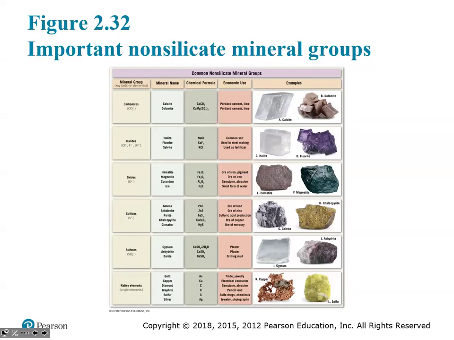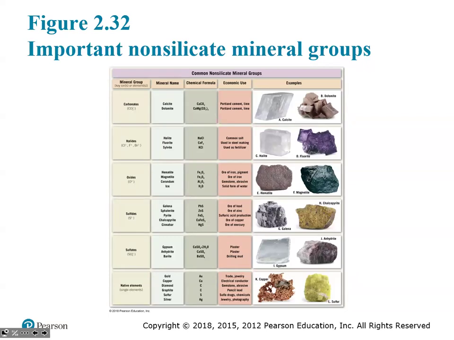This is also the sulfates. I guess it's SO3 or is it SO4? It's SO4. Sorry, I can never remember this. These are things like gypsum, which is calcium sulfate with some water packed in. We use it to make drywall. Anhydrite, which is calcium sulfate without the water. Barium sulfate is barite.